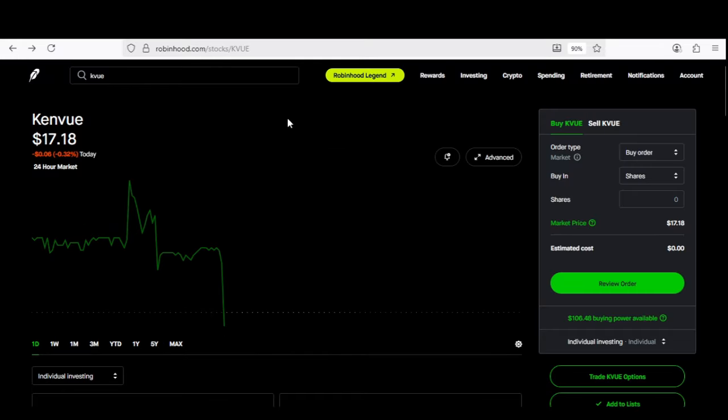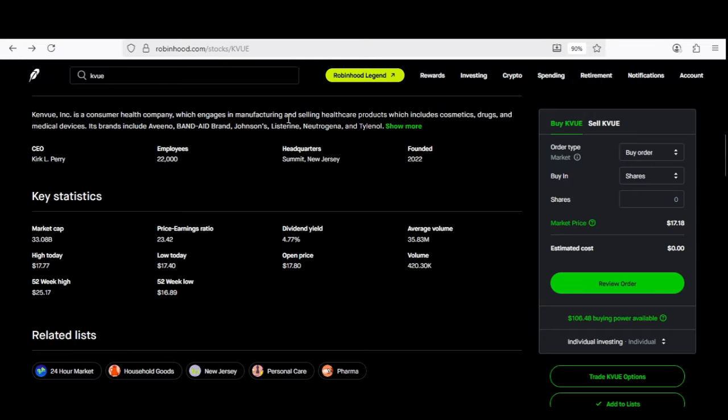So let's go back to the stock. Now we're just going to jump into some of the basics. This stock, like I said, was a subsidiary of Johnson & Johnson. They actually broke away and formed this new company, so it's completely independent from Johnson & Johnson. The main reason I decided to add this stock to my portfolio is based on the brands that it's offering: Aveeno, Band-Aid, Johnson's, Listerine. Most of these brands have been around even before some of us were born, so I don't see the demand for these products reducing anytime soon.